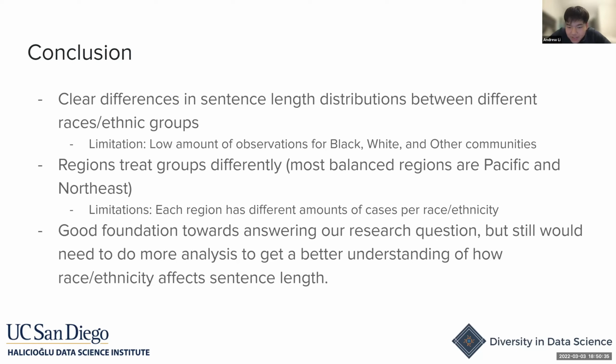So to sum things up, we found that there were clear differences in length distributions between the different races and ethnic groups. However, we wanted to note that we did have a lack of observations for Black, white, and other communities. Also, we noticed that regions treated racial subgroups differently, but again, we were limited in the number of observations, so we want to take these results with a grain of salt. All in all, although we didn't get to fully answer the question at hand, we have a pretty strong foundation, and we just need to do further analysis to better understand how race and ethnicity affect sentence length.